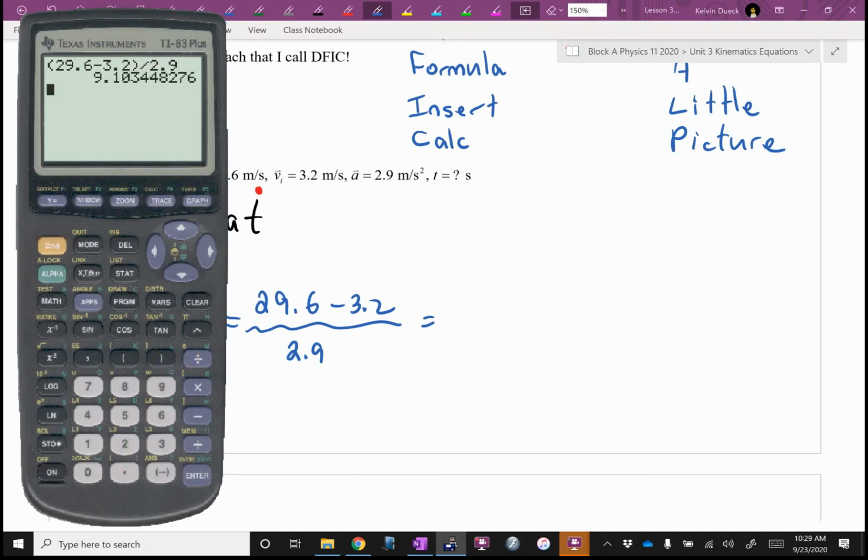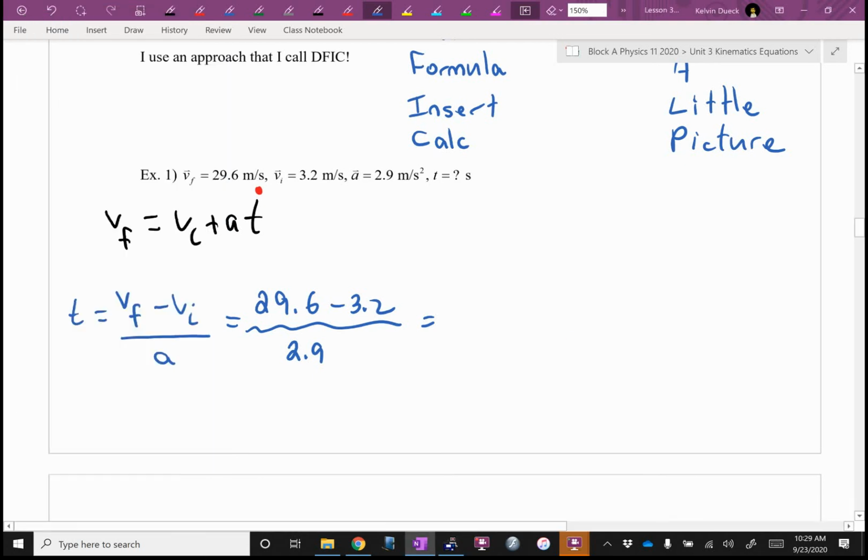Do you get 9.10344827.6? Okay. Now, how many sig figs? Well, 3 sig figs in this unit, but just to review for your quest later on today, 29.6, how many sig figs? 3.2. Wait a minute.